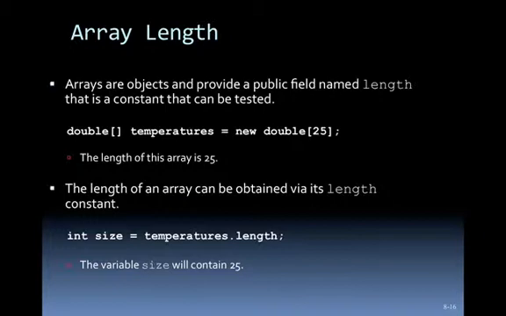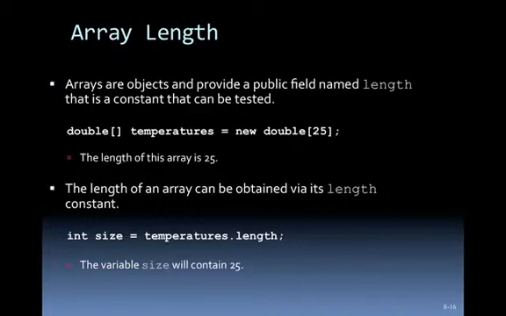In the case of this example, we're creating a collection or an array of double values that's called temperatures. So I think I can gather from this that we're going to be storing 25 temperatures in this list. We know the length of the array is 25, but let's assume we don't. How can we find out? Every array has a length property.